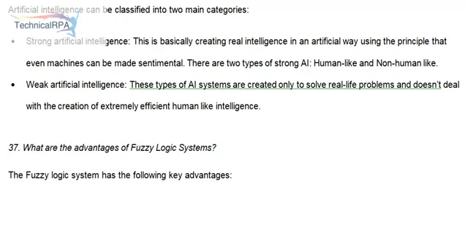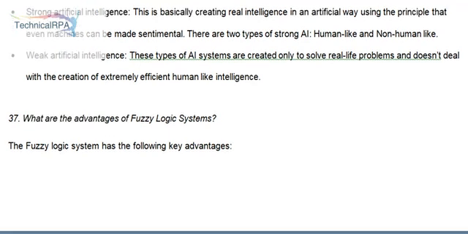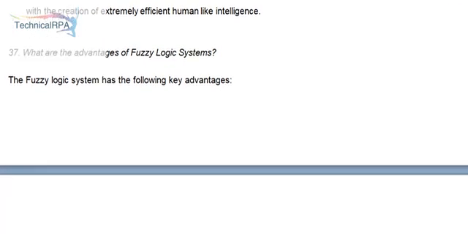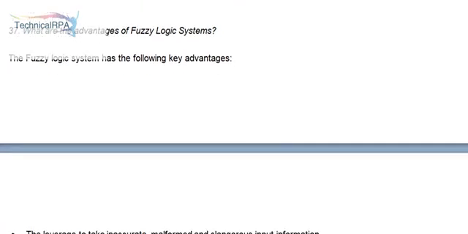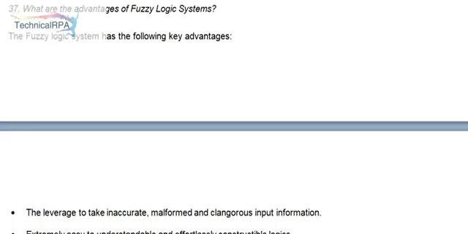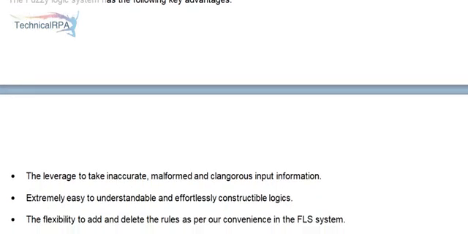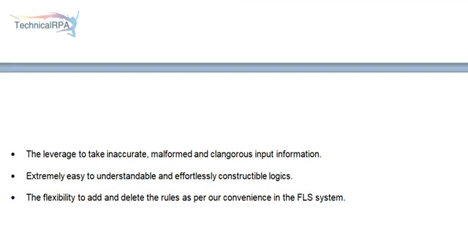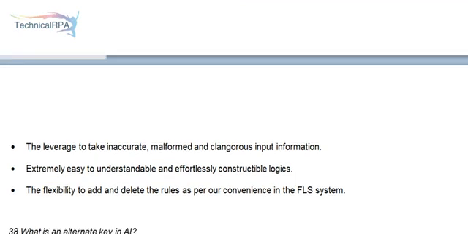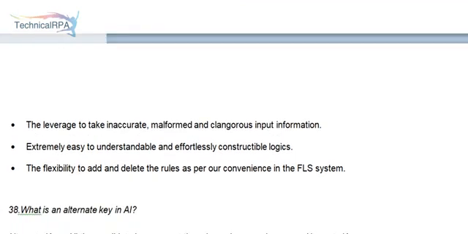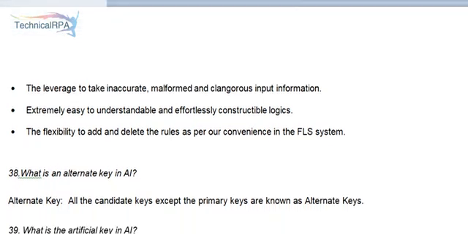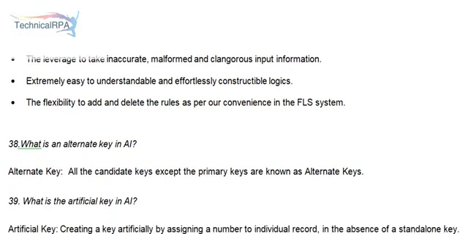37. What are the advantages of fuzzy logic systems? The fuzzy logic system has the following key advantages. The leverage to take inaccurate, distorted and noisy input information. Logics that are extremely easy to understand and effortlessly constructible. The flexibility to add and delete rules as per our convenience in the FLS system.